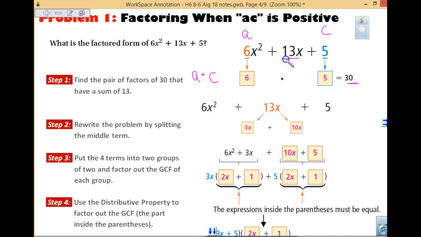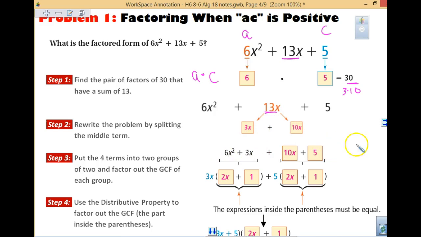I'm then going to split 13, but I want to look at factors of 30. They went with 3 and 10 instead of 6 and 5. Why 3 and 10? Because 3 and 10 add to 13. 6 and 5 adds to 11. I don't want 11. I want 13 as my middle term. So I go with 3x and 10x.